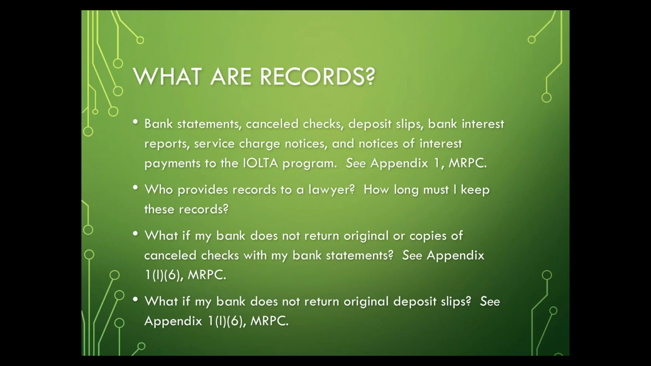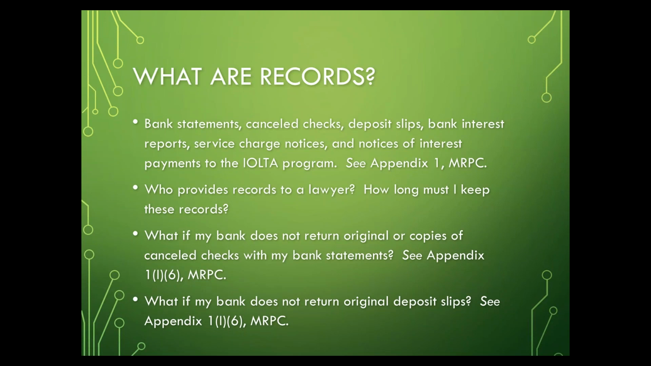So we'll start with records. Records are the documents that are created in the ordinary course of operating a bank account or handling other client property. Record keeping requirements are contained in Appendix 1, Roman numeral Section 1, subsection 6. So records as defined are bank statements, canceled checks, deposit slips, bank interest reports, service charge notices, and notices of interest payments on the IOLTA program. So records are basically routinely the records that the bank provides to you.